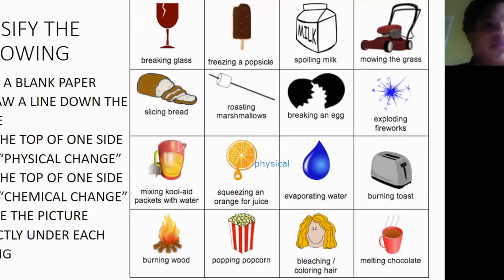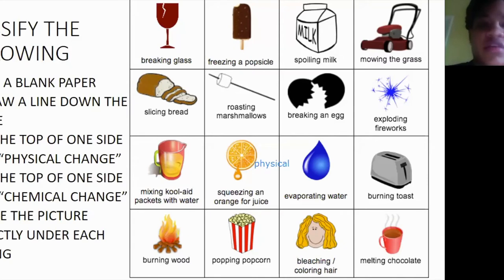Williams, Monroe, it's going to be a physical change. Now, can someone explain very quickly why bleaching or coloring your hair would be a physical change? You can change it back to its original color. Very good. Very good. All right. And the last one on the screen is melting hot chocolate. It's going to be a physical change.